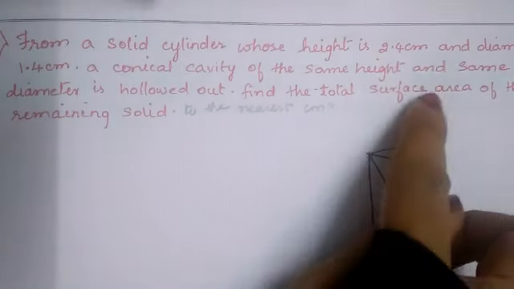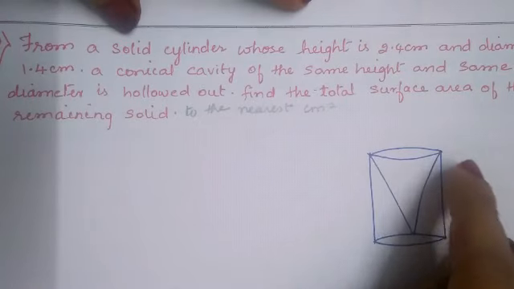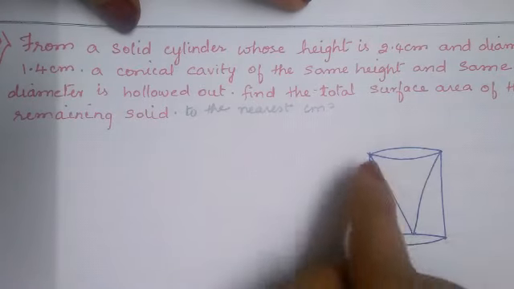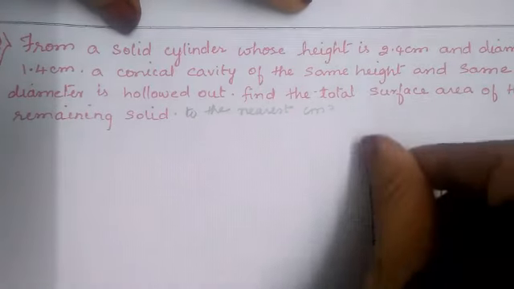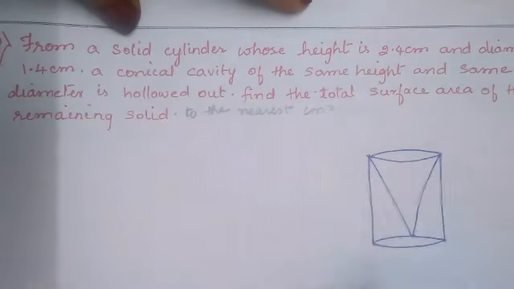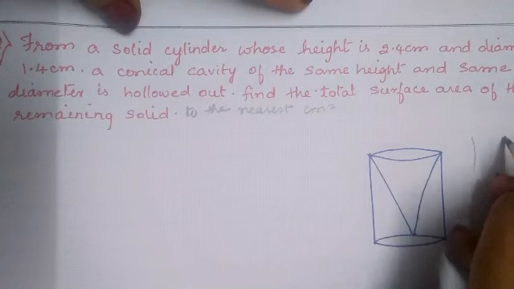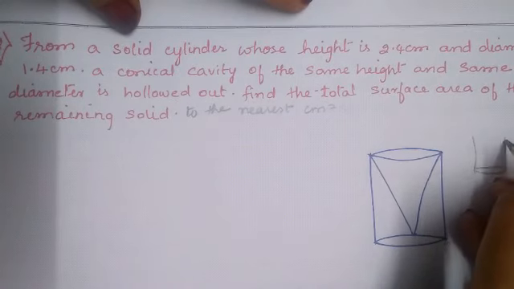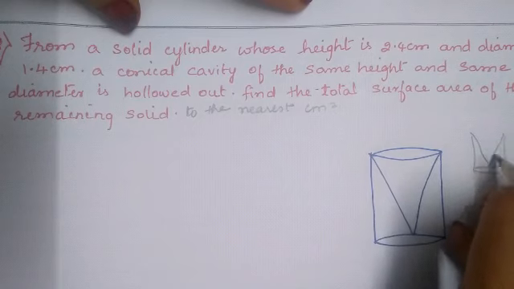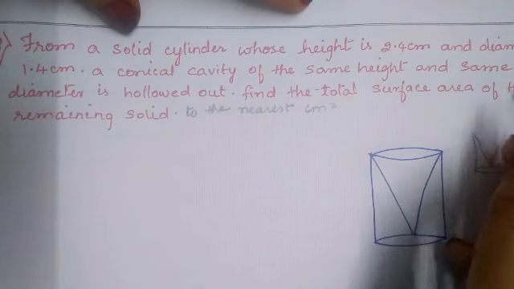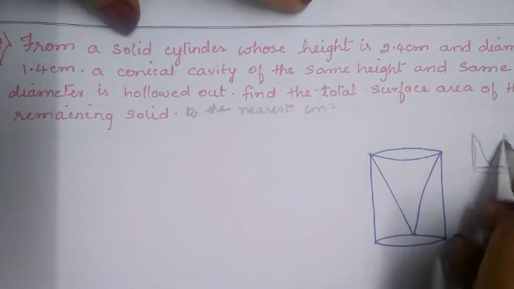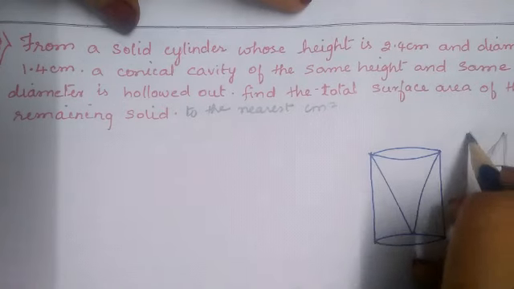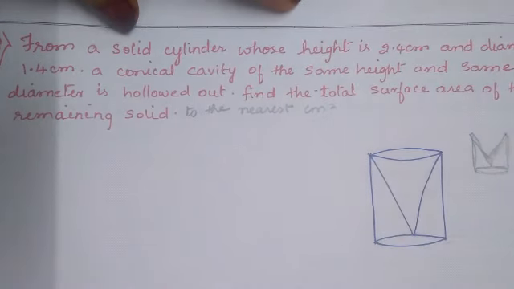They have told us to find the surface area. Surface area means which part we have to consider now. The outer part of the cylinder and the outer part of the cone, because this part is not there. Now the shape will be this shape, because the cone is removed. If it is removed, the surface area is this part, and this part, and the base. So we have to find the surface area of the remaining solid.